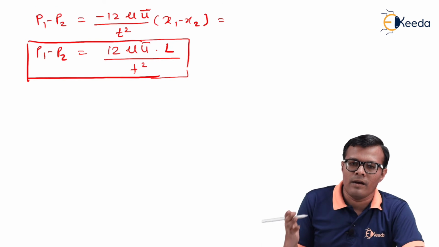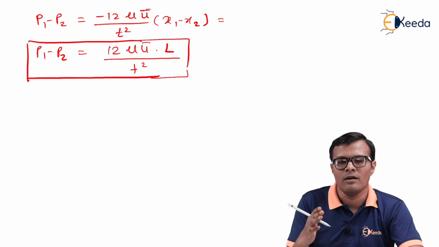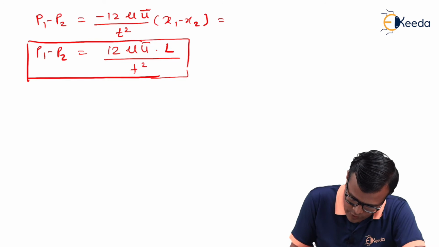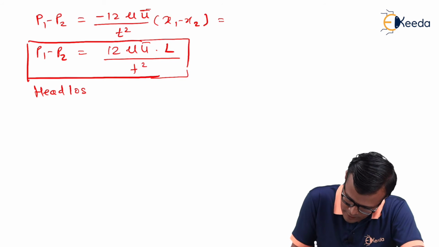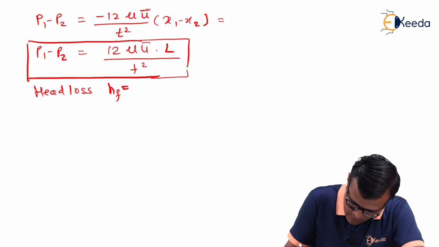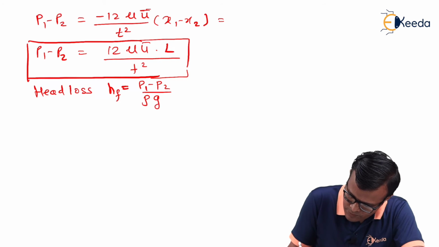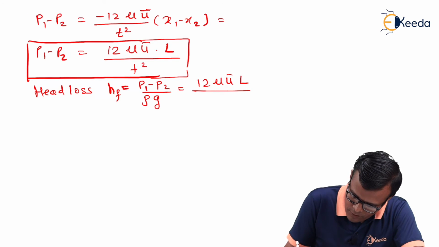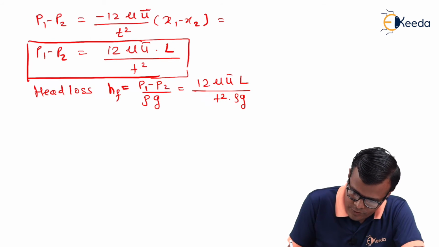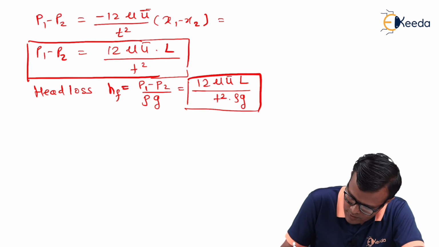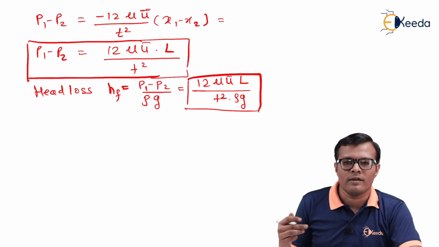We are interested in pressure drop. Pressure drop is nothing but, in terms of water column height, we will divide this P1 minus P2. So head loss HF is equal to P1 minus P2 upon rho g. So that is equal to 12 mu u bar L upon T square into rho into g. So this relation, with this u bar, can be used to calculate the various terms.